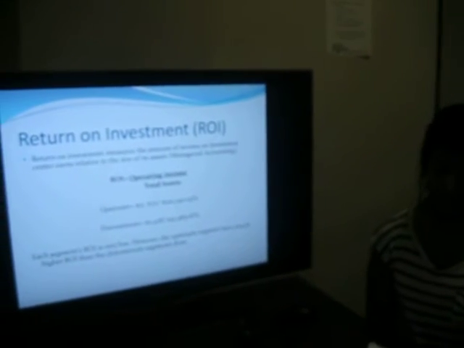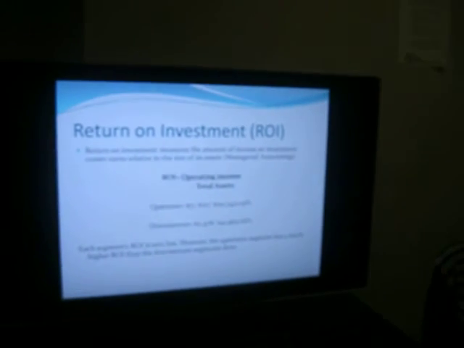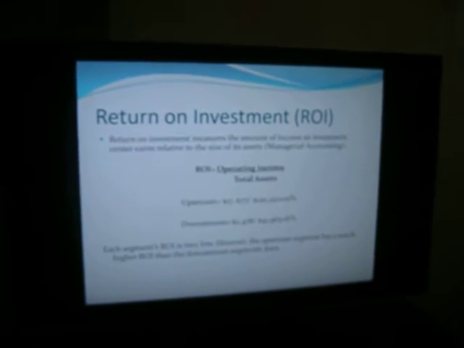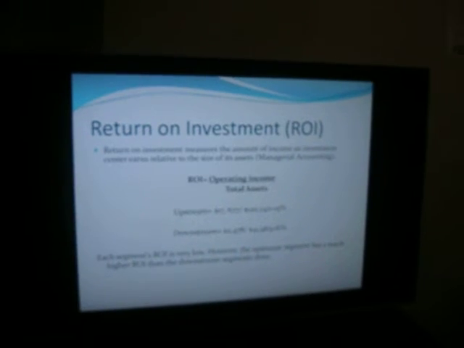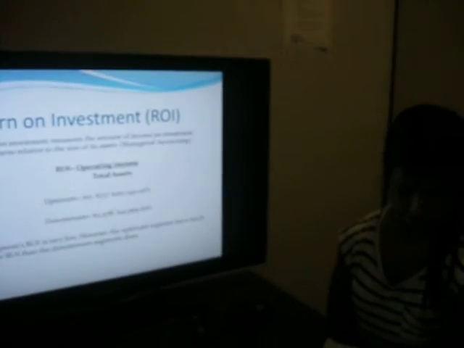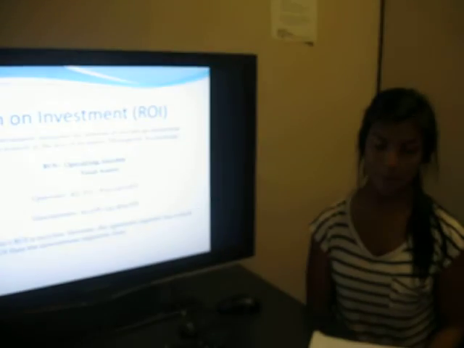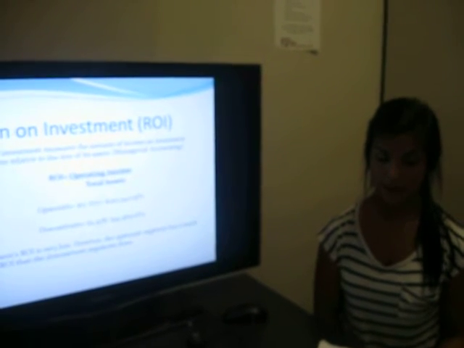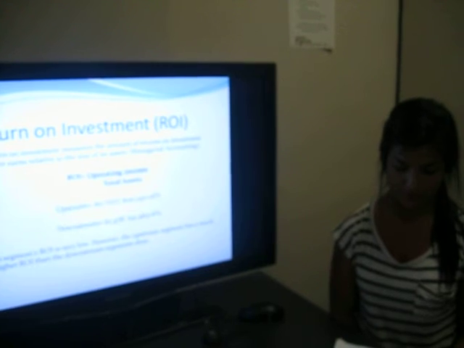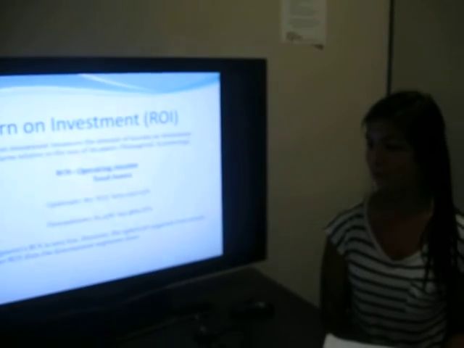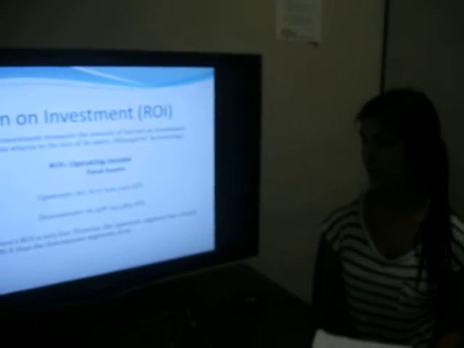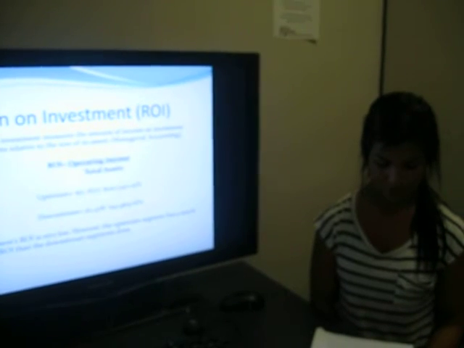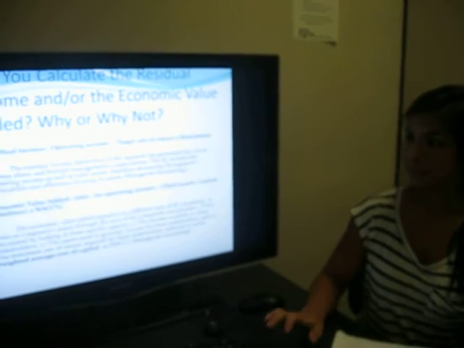Lastly is the return on investment. The return on investment measures the amount of income an investment center earns relative to the size of its assets. To calculate this, it's operating income over total assets. For the upstream, we got 15% and the downstream was 6%. Both of these ROIs are very low. However, the upstream segment has a higher ROI than the downstream segment does.